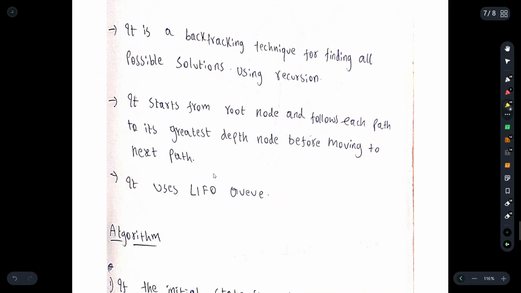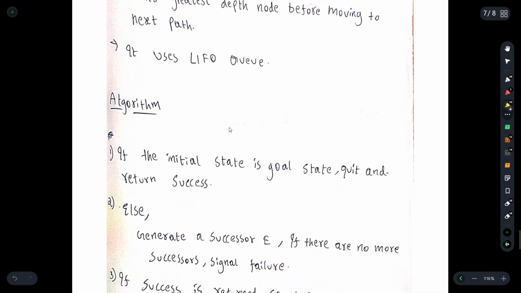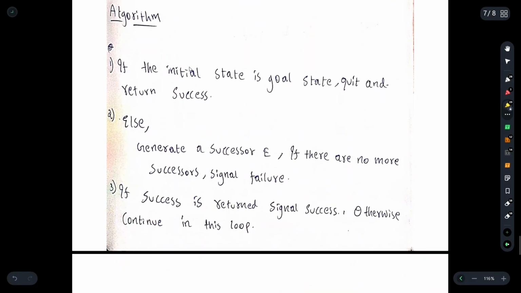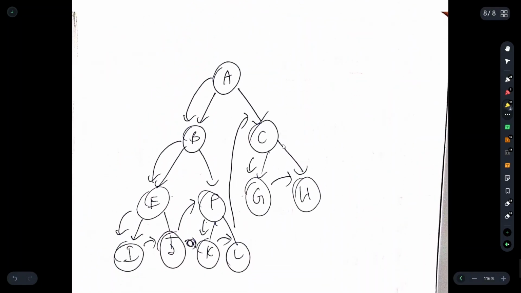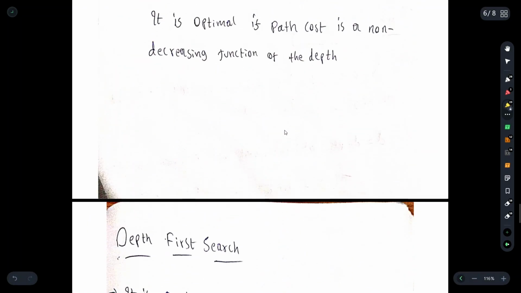Now let us see the concept and algorithm. It starts from the root node and follows each path to its greatest depth. It will first reach the depth and then get back with the help of backtracking. It is using the stack data structure. In the initial state, if it is the goal state, then quit and return success. Otherwise it will generate the successor, and if there are no more successors, then we give it as a failure. If success is returned, signal success, otherwise continue in this loop. So in this way it is going to perform the depth first search.